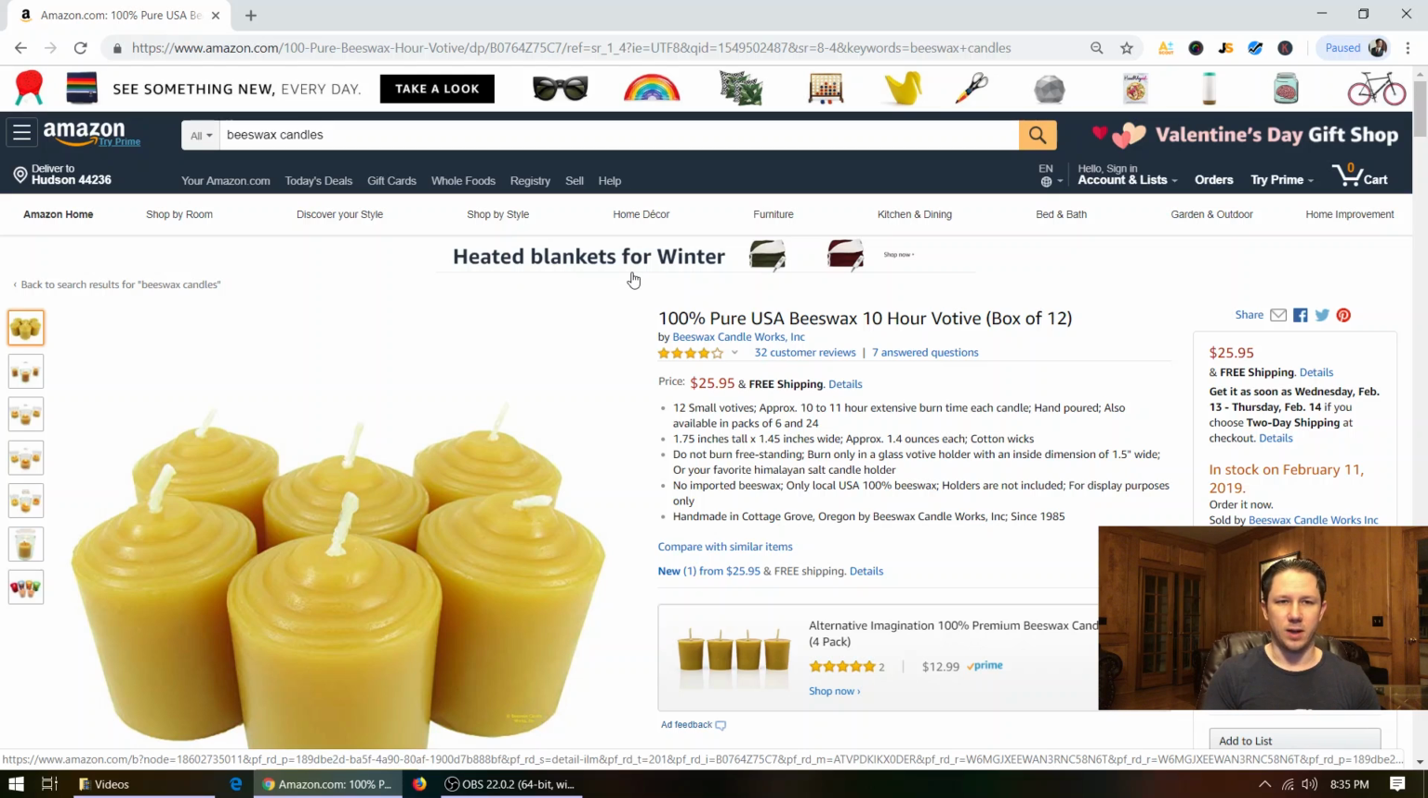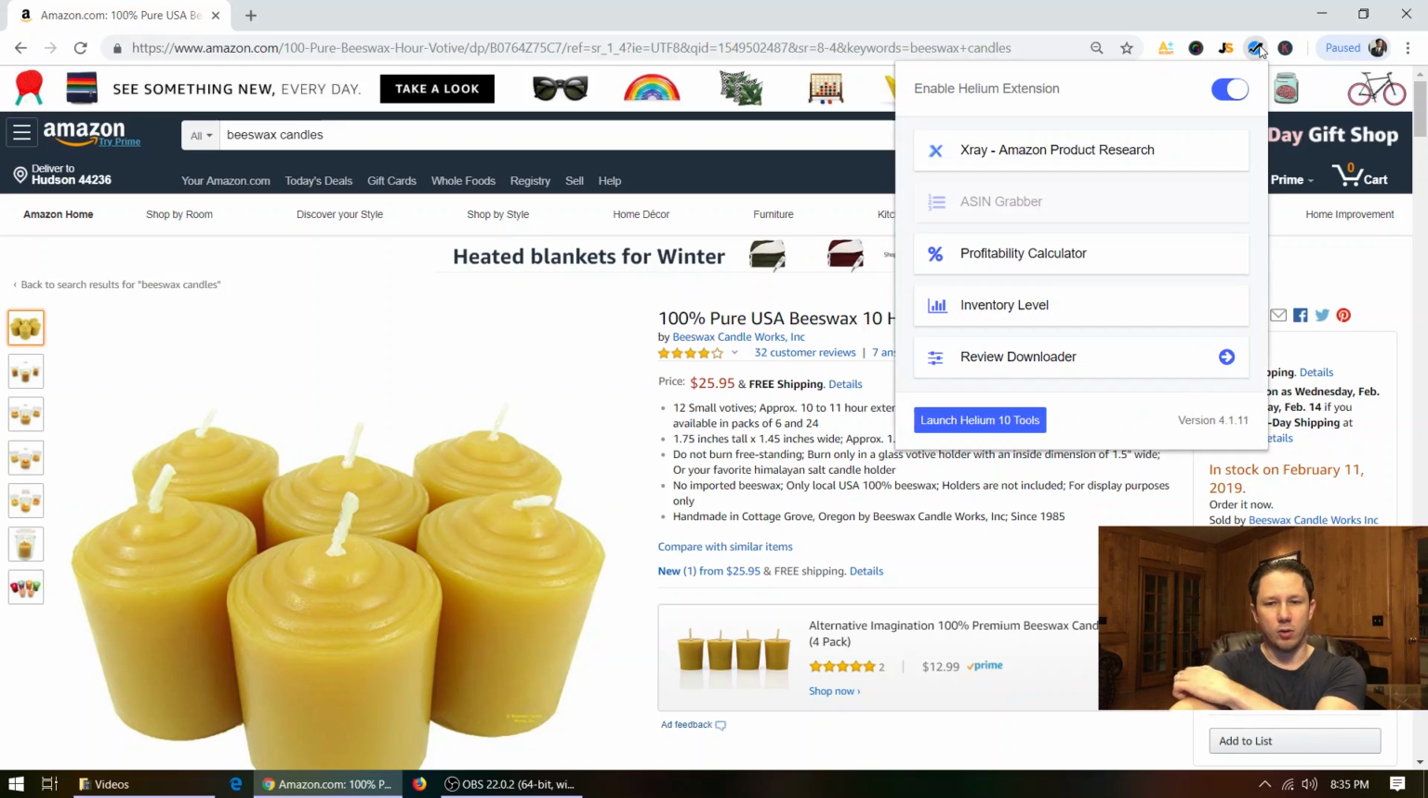It's an app that goes on Google Chrome, and this is it right here. It's completely free to download. There's a link down in the description to download this. They have the Helium 10 software, and this is the Helium 10 app. They're two different things, but this is completely free. Download it below, and when you go on here, you're going to see all these different tools.